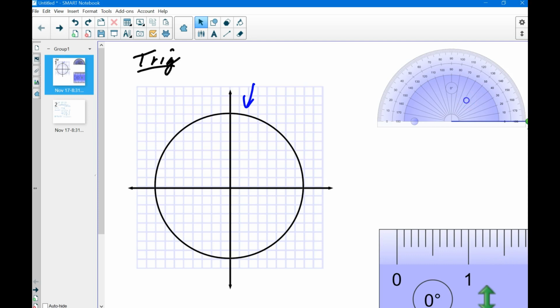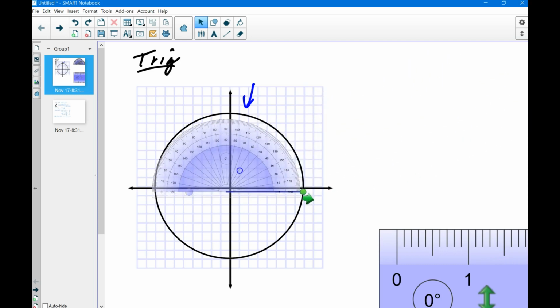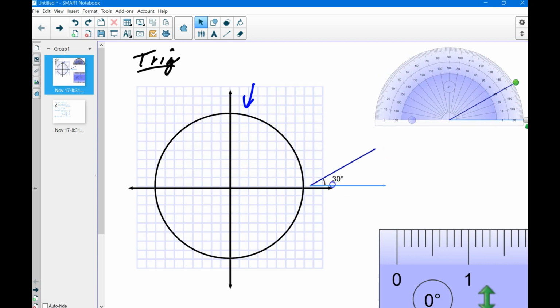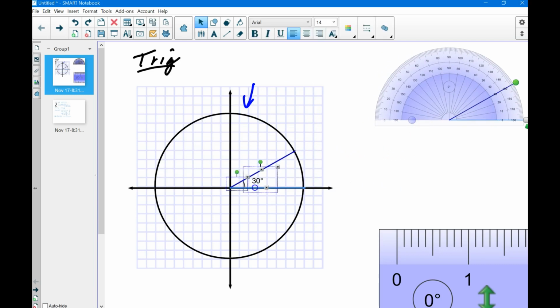Now let's take our protractor and move it in here, and let's make an angle inside the unit circle. Let's try 30 degrees. Alright, so let's make that angle 30 degrees. Put that out of the way. Let's bring this angle back in here. Have a look at it.